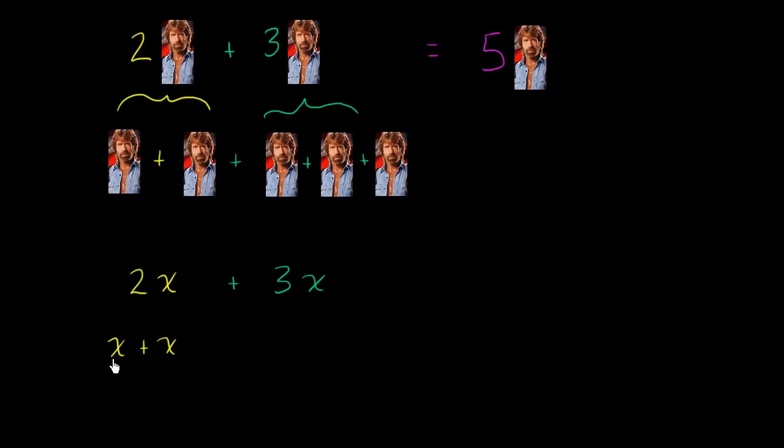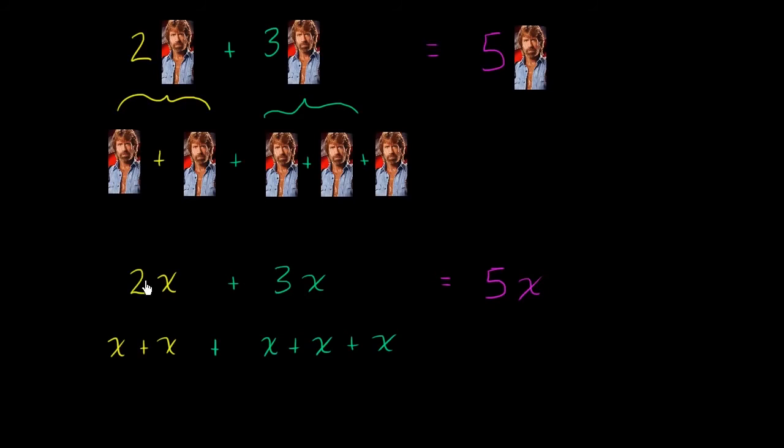We don't know what the value of x is, but whatever that value is, we can add it to itself. And then 3 x's are going to be that value plus that value plus that value. And so how many x's do I now have? Well, I'm going to have 1, 2, 3, 4, 5 x's. So 2x plus 3x is equal to 5x.